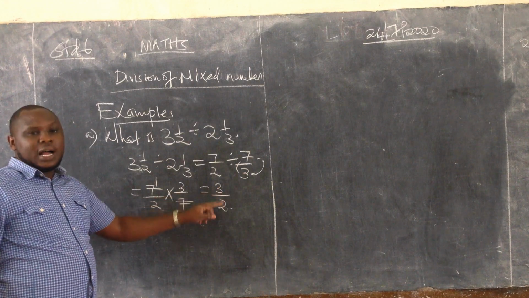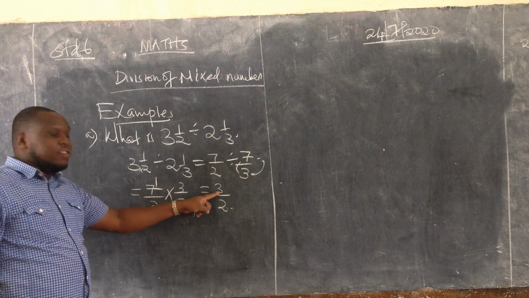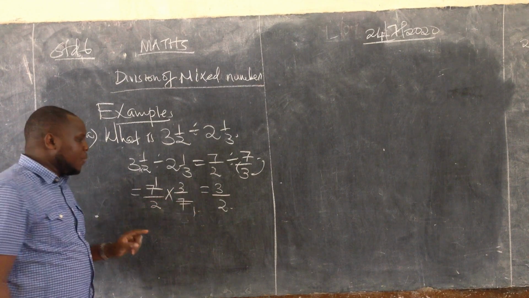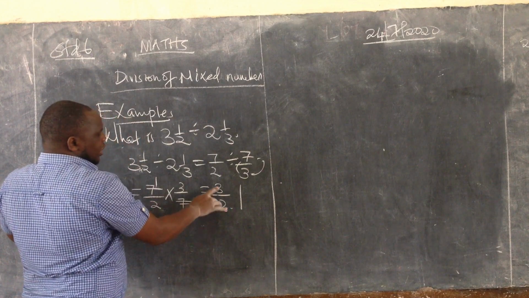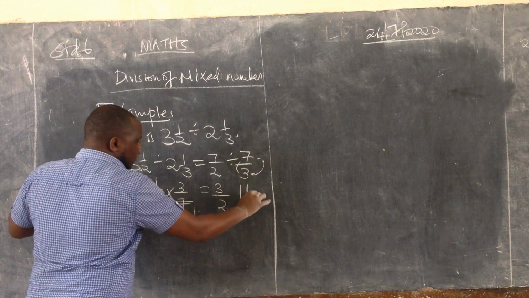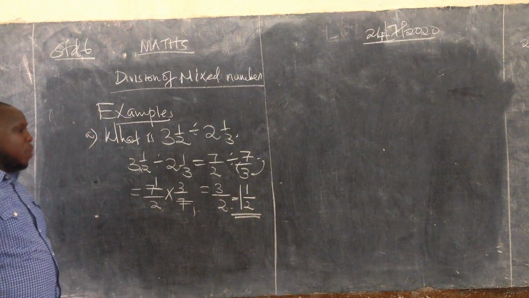This number is bigger than this one, and therefore we say it's a crime to leave this number when it's bigger like that. So you're going to see 2 gets here one time. 3 minus 2 is 1. The remainder is 1 over this number here. So your answer is going to be 1 and 1/2.